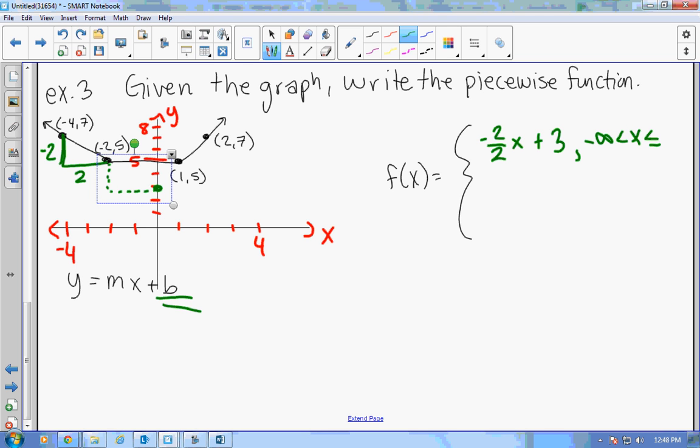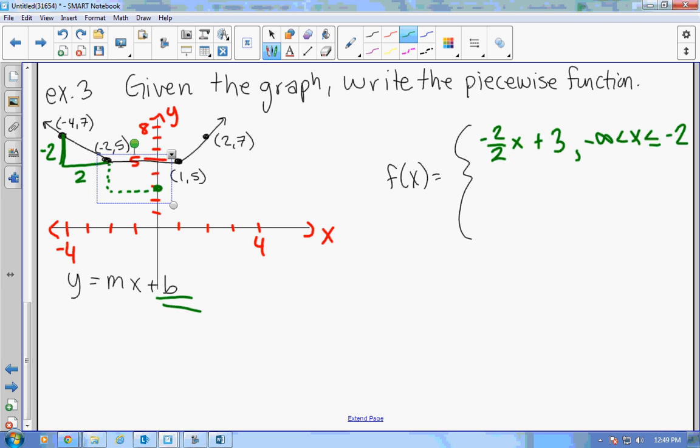All of a sudden, we change pieces at which x value? No, what's the x value? Negative 2. Remember, we don't put equal signs on the infinities because we'll never actually make it to infinity. But we can put the equal sign on negative 2, because there's a point there. Next, we have a new piece.